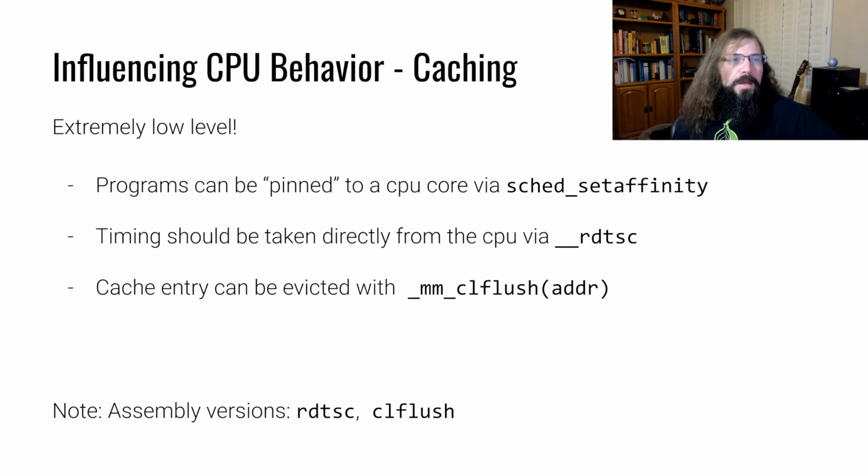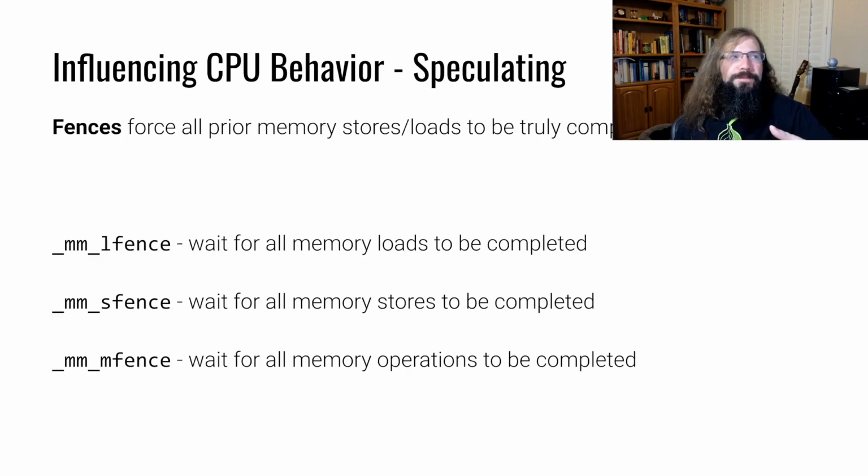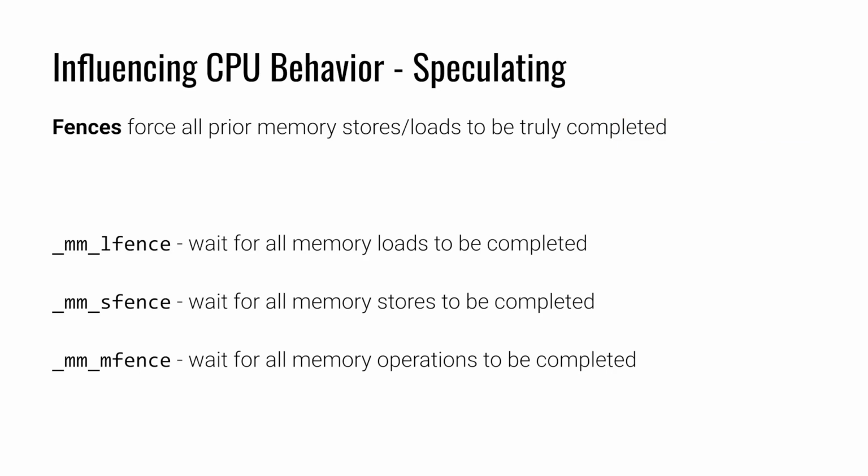Now, for all of these C functions, there are corresponding x86 assembly instructions. These C functions are really just super lightweight wrappers around these low-level assembly functions. And so these are functionally equivalent. And we'll see that as we go through the module.